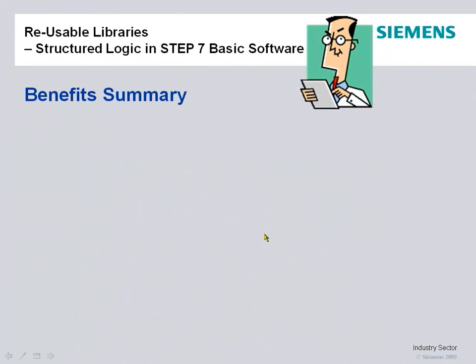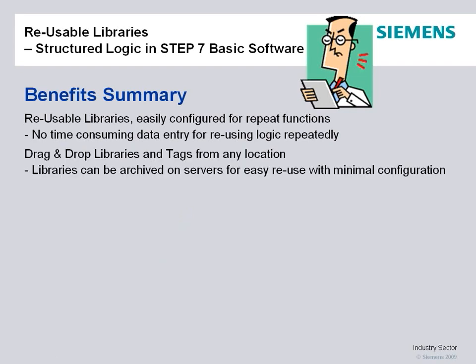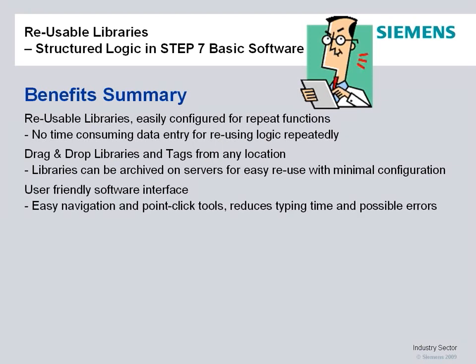The benefits of using the reusable libraries and the structured logic of the Step 7 Basic software are that reusable libraries are easily configured for repeat function. No time-consuming data entry or typing, or reusing logic with cut and paste repeatedly. Drag and drop of libraries and tags from any location. These can be stored and archived as intellectual property for reuse in common repeat automation systems. User-friendly software, easy navigation. You see how everything was point and click, fill in the blank, which reduces typing time and the possibility of errors.